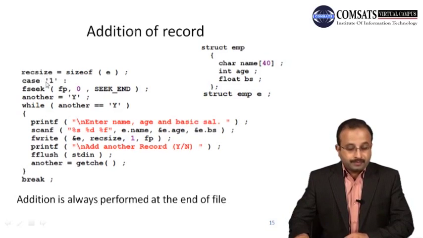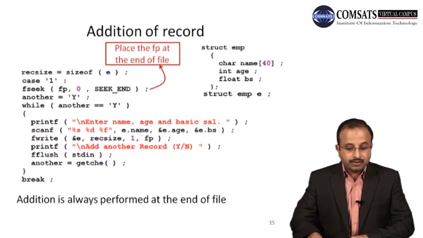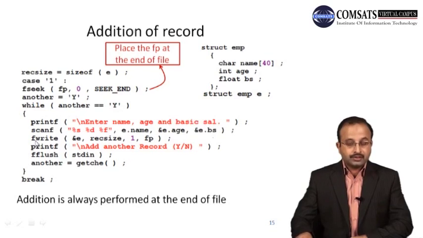Then this is case number 1, addition of the record, and fseek. Now this fseek will move the file pointer to the end of the file, and from the end it moves 0 bytes backward or forward. So the file pointer points to the end of the file. So we place the file pointer at the end of the file, and in the while loop you ask the user to input name, age and basic salary. You input these values in the structure e, and then you write using the fwrite function.